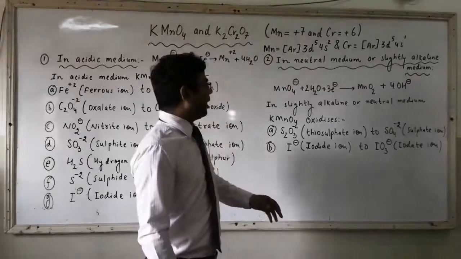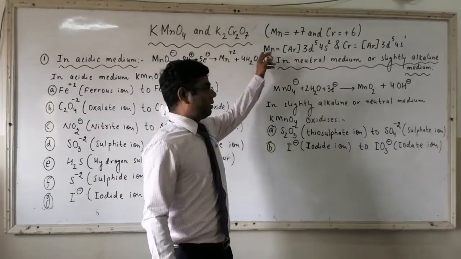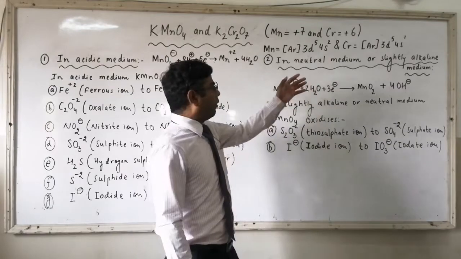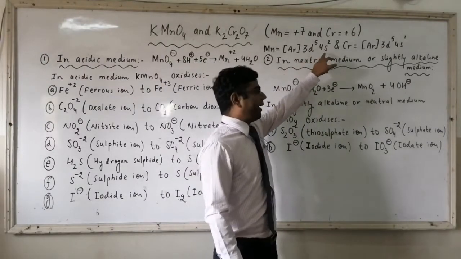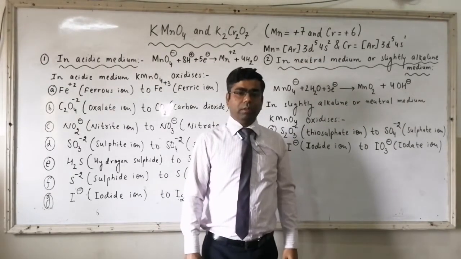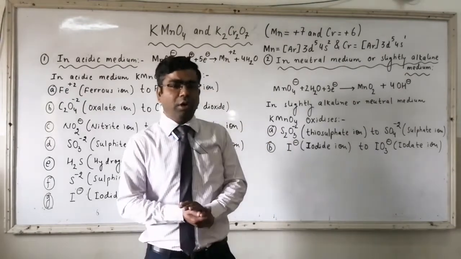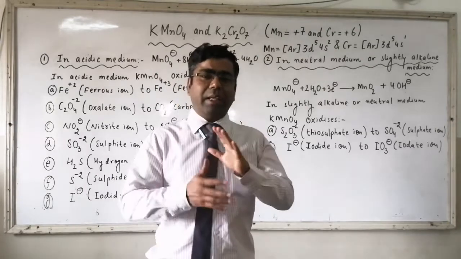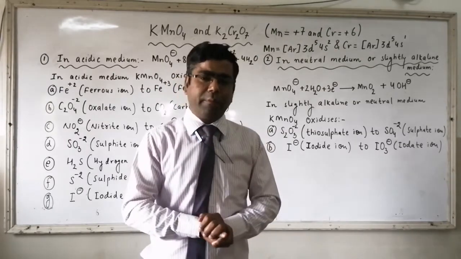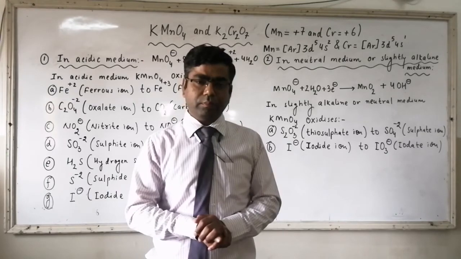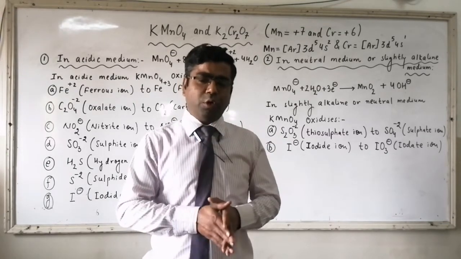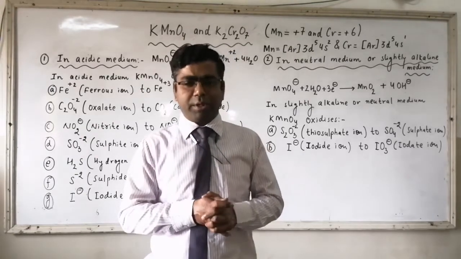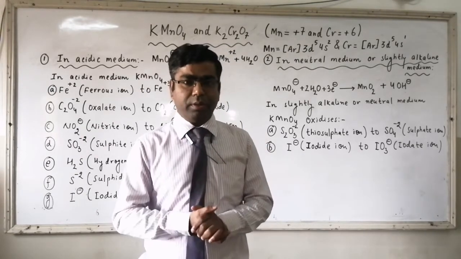If you see the electronic configuration of manganese, its outermost electronic configuration can be written as 3d5 4s2. In 4s we have 2 electrons and in 3d we have 5 electrons. So in total there are 7 electrons which can be involved in bond formation. Ultimate shell electrons and penultimate shell electrons both can be involved in bond formation or compound formation.